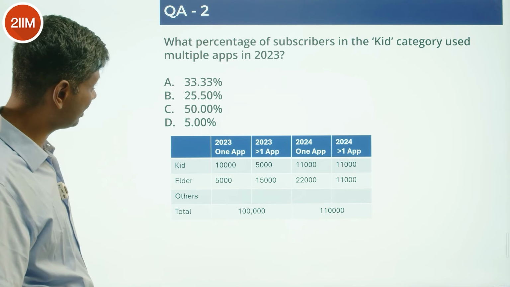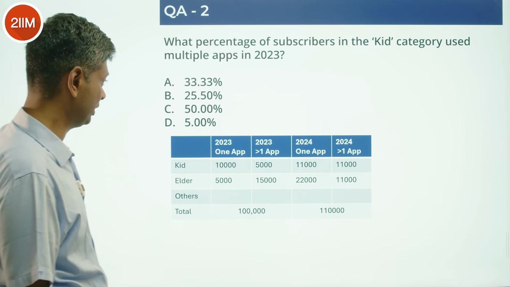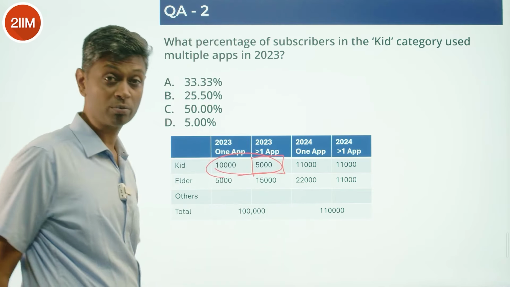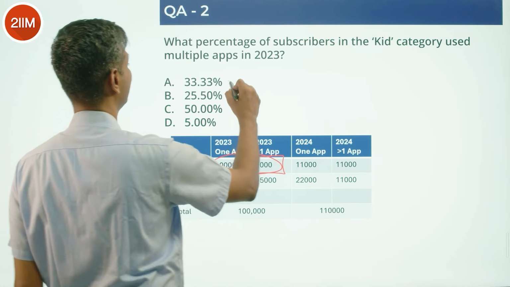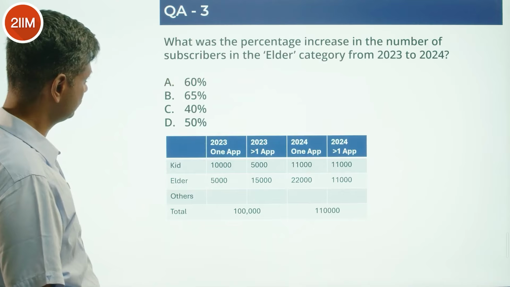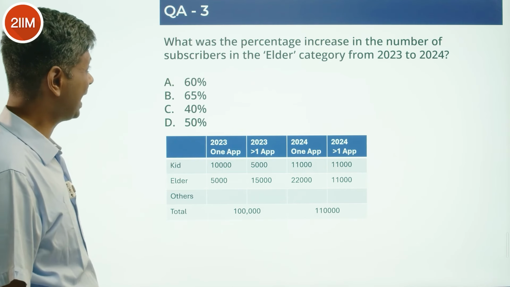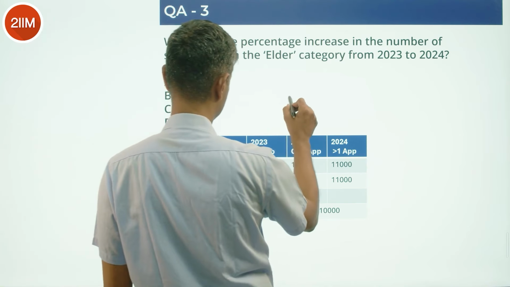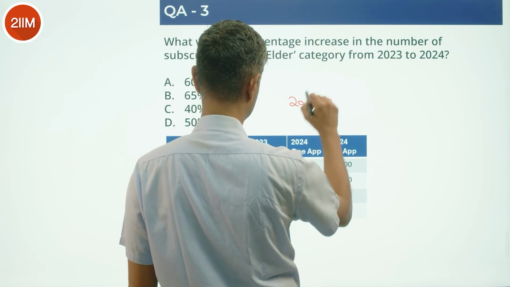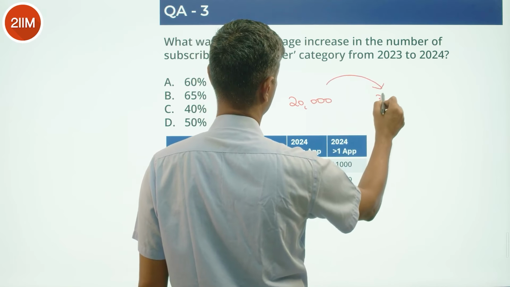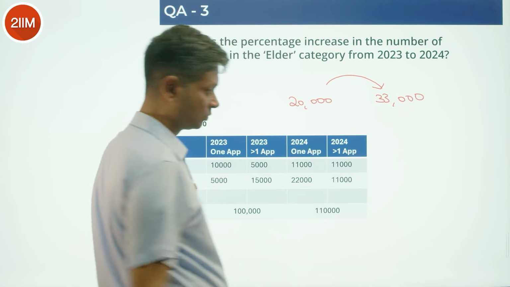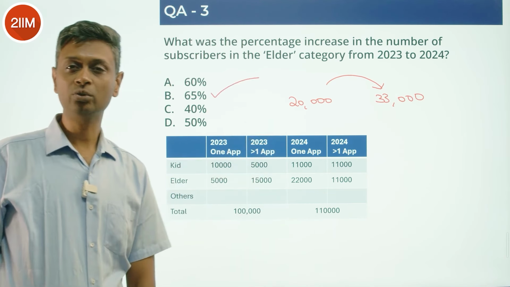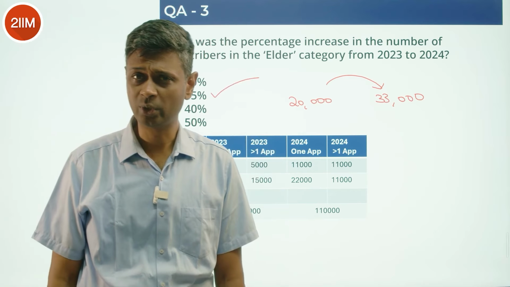What percentage of subscribers in the kid category used multiple apps in 2023? 5,000 used multiple apps. Out of 15,000, 1/3, 33.33%. Done. What is the percentage increase in the number of subscribers in the elder category from 2023 to 2024? Elder goes from 20,000 to 33,000. Increase of 13,000 on a base of 20,000, 65%. 13,000 by 20,000 into 100, 130 by 200 into 100, 65%.